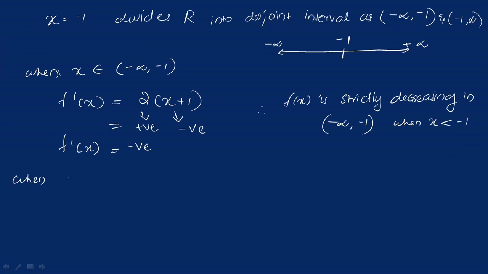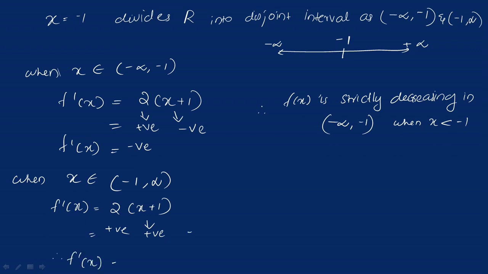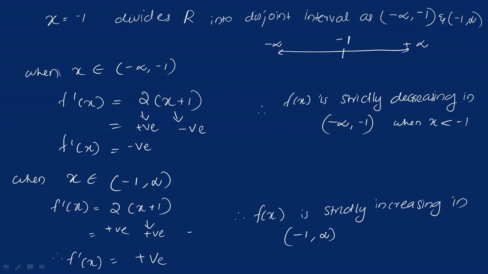When x belongs to the interval (−1, ∞), we have f'(x) = 2(x + 1). 2 is a positive quantity, and applying a value between −1 and infinity, x + 1 is positive. So positive into positive, f'(x) is a positive quantity. So f(x) is strictly increasing in the interval (−1, ∞), when x is greater than −1.